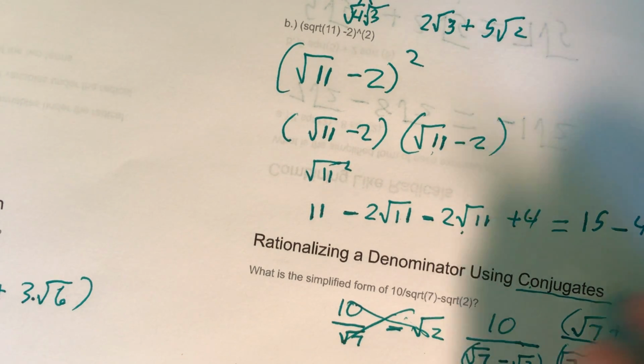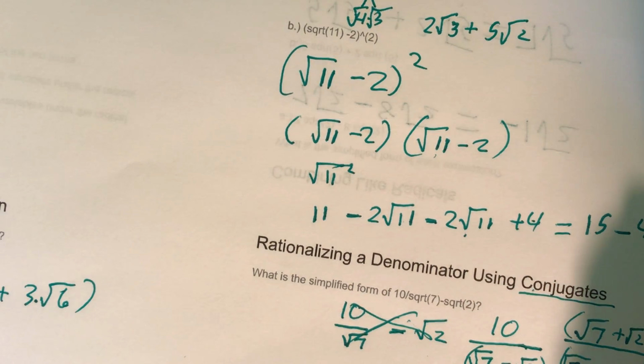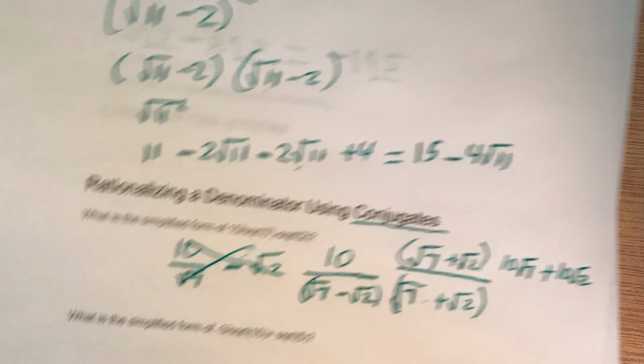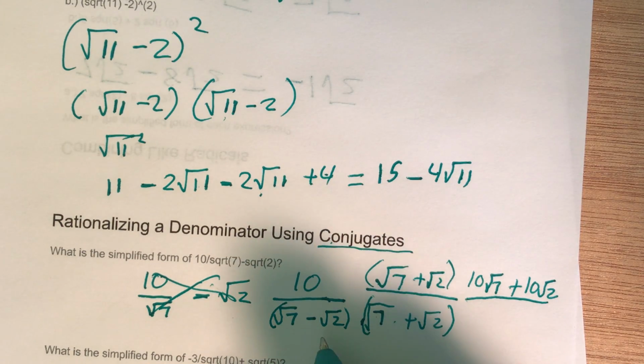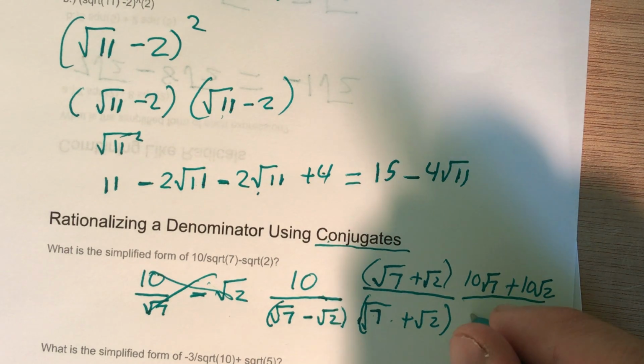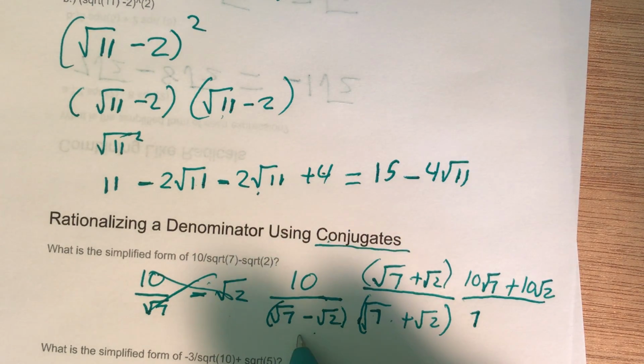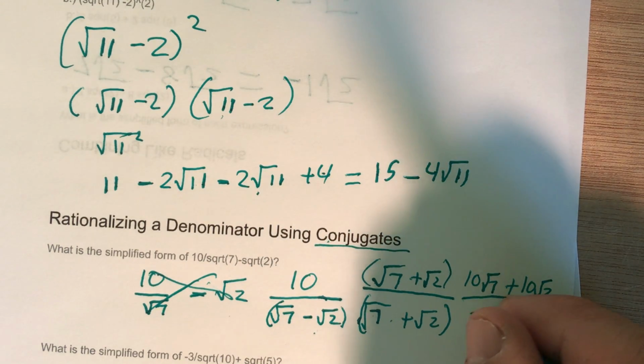So the top, you'd FOIL that through. You'd end up with 10 square root 7 plus 10 square root 2. Try to get that over so you can see it. Okay, so I've done the top. On the bottom, square root of 7 times the square root of 7 is just going to get me 7. Then you're going to do outside, so you get positive.